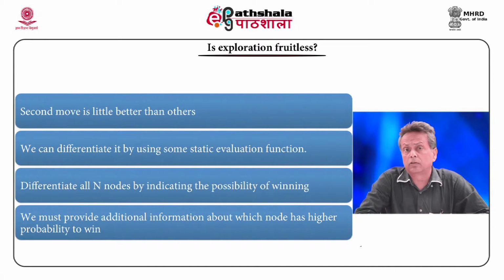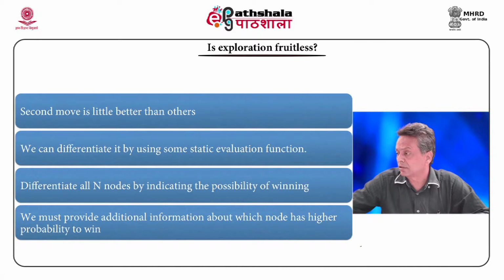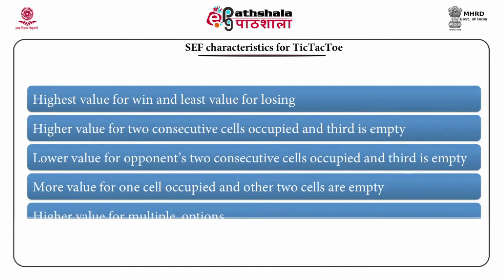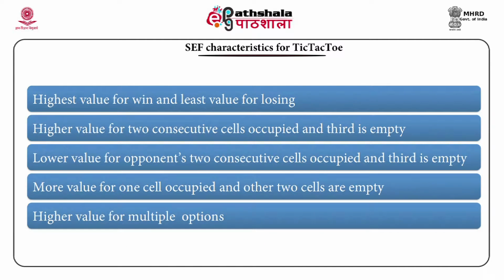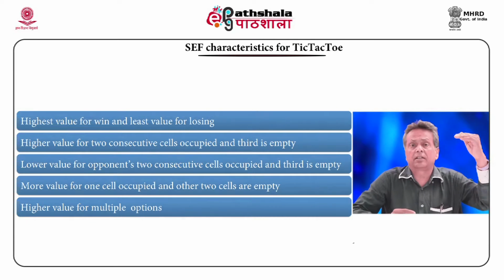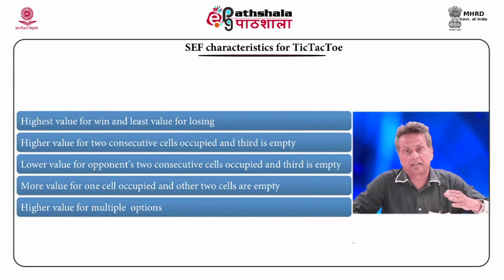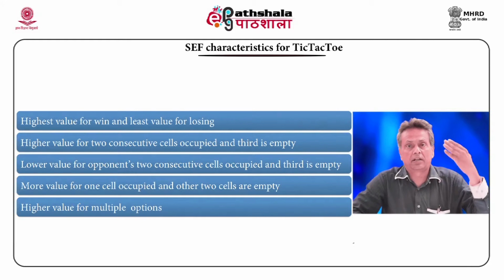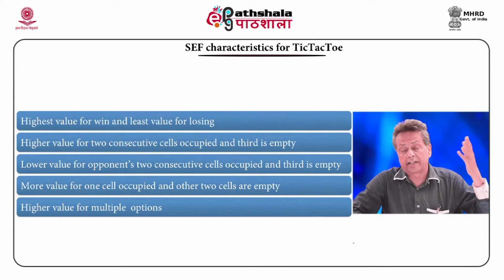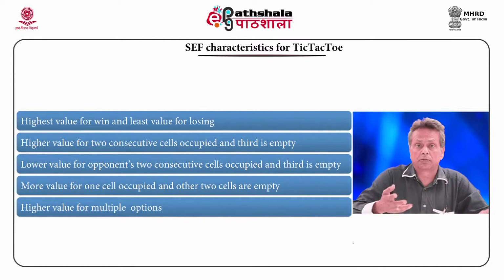We have already seen that. So what we need is a static evaluation function. And for tic tac toe, let us look at some of the characteristics. One characteristic is the highest value for a win and the least value for losing. What does that mean? 10 indicates winning, minus 10 indicates losing. If I have 3 consecutive cells occupied, the state is 10. If all 3 consecutive cells are occupied by the opponent, it is minus 10.